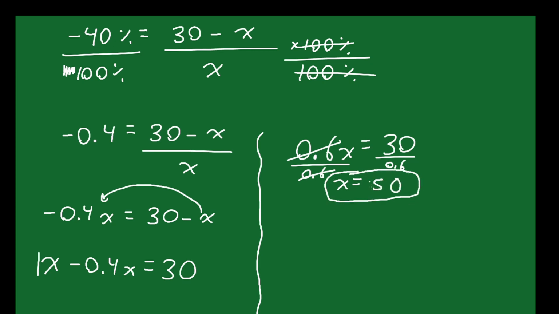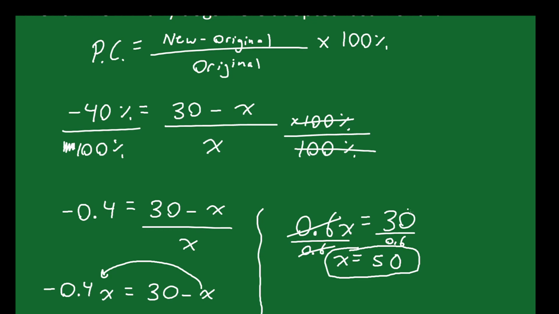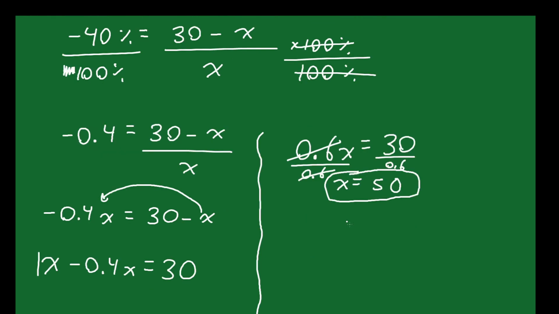So this means in the previous month, there were 50 dogs that were adopted from the shelter. So again, all I did was I started with my formula. I plugged in the percent change, which was negative 40%. I plugged in the new value. I changed the word original to x just so I had something a little bit easier to solve for instead of writing out the word original each time. And then I just isolated for x, and I got a value of 50. Now, that's one way you can do it.